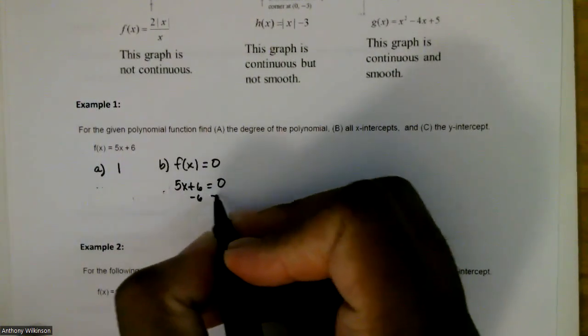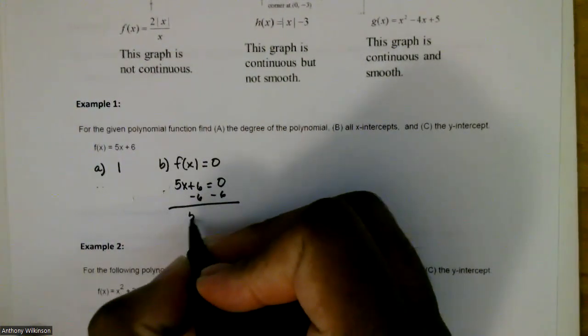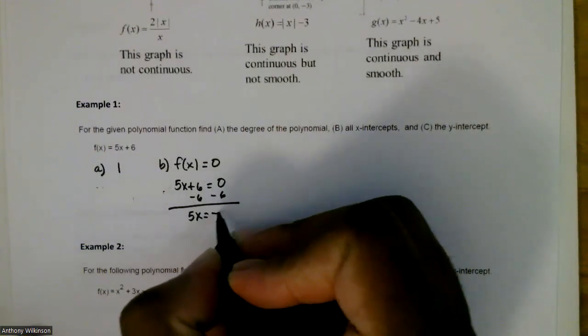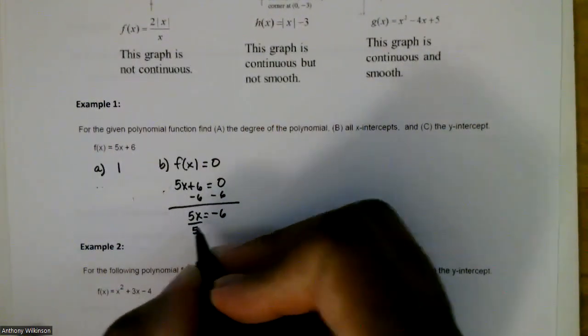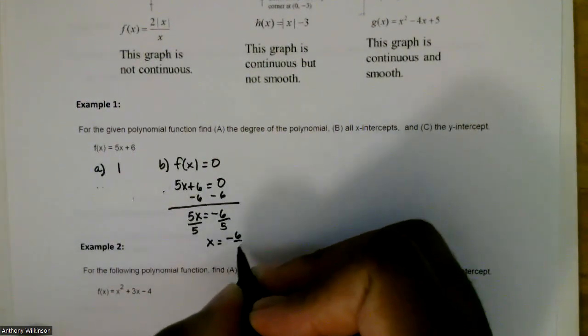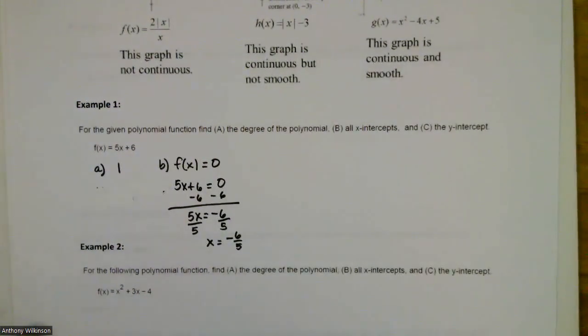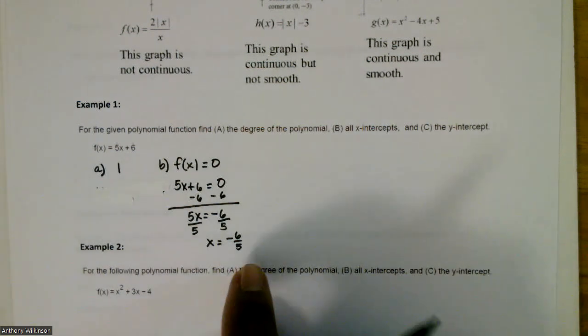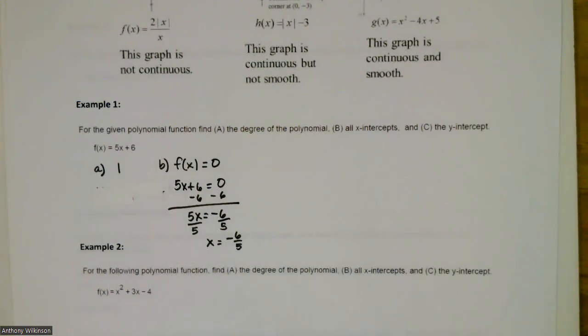To solve for x, we subtract 6. That will mean 5x is equal to -6. Divide both sides by 5. Your x will be -6/5. So your x-intercept in this case will be -6/5. And I think you just type that in as just that number itself and not as an ordered pair.